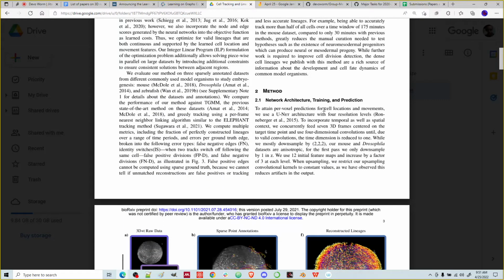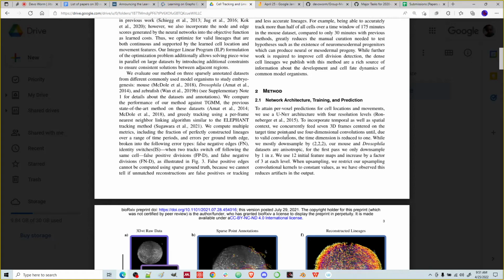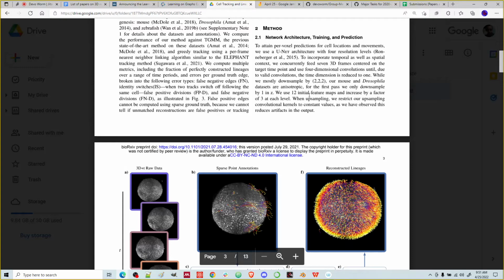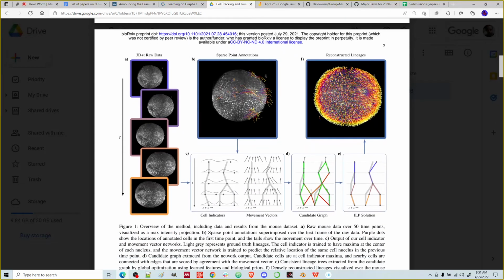So to attain per voxel predictions for cell locations and movements, we use a UNet architecture with 4 resolution levels. To incorporate temporal as well as spatial context, we concurrently feed 7 3D frames centered on the target time point and use 4-dimensional convolutions until, due to valid convolutions, the time dimension is reduced to 1. So they're doing some downsampling. They use 12 initial feature maps. Then they upsample, so they do a lot of different things within the network.